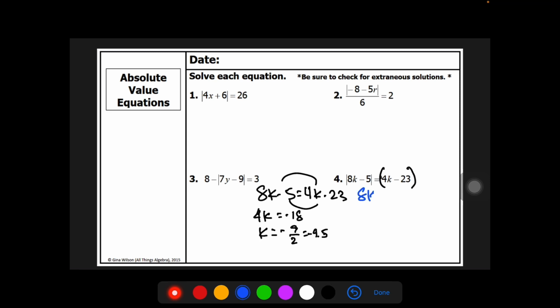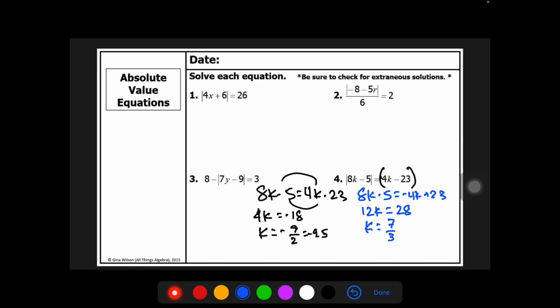Next, we get 8k minus 5 is equal to negative 4k plus 23. Again, move the variables to the left, so we get 12k. Move the constants to the right, we get 23 plus 5, or 28. Divide by 12, we get k is equal to 28 over 12, or 14 over 6, or 7 over 3. That's a repeating decimal. That's going to be 2 1/3.